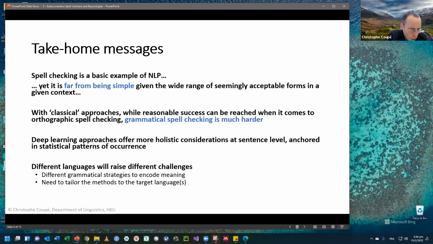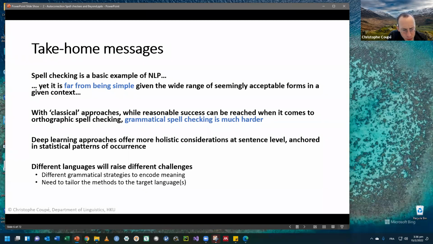If you consider classical approaches, that means without deep learning, you can get reasonable performances if you check the orthography. But if you want to deal with the grammar, what we call grammatical spell checking, we will see that it's much harder. Deep learning approaches offer maybe the opportunity to get better because they can check stuff at the level of the sentence, relying on statistical patterns of how words appear with each other. It won't be perfect, but it may be better.